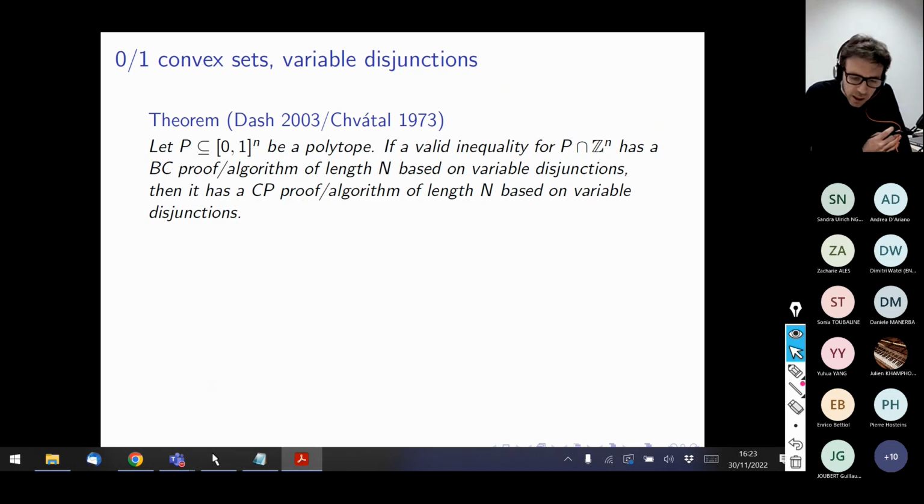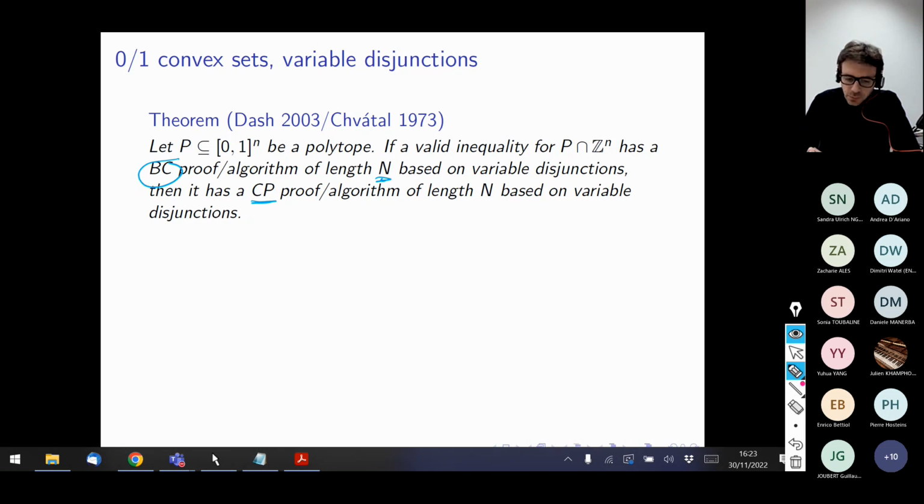And let me mention the proof because it's interesting. I will only mention a couple of proofs. So the result is that if you take a polytope, so Dash only proved this for polytopes. Then we have an extension for convex sets. So if you have a polytope in the 0, 1 cube, and a proof that an inequality is valid by means of a branch and bound, or even a branch and cut algorithm, or proof of length n, then you can find a proof of the same length which only uses cutting planes. So you can just use cutting planes. You don't need to branch. This is the point. What does this mean? So, and how do you prove that?